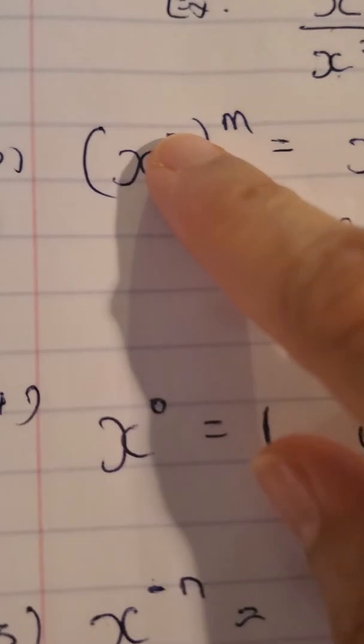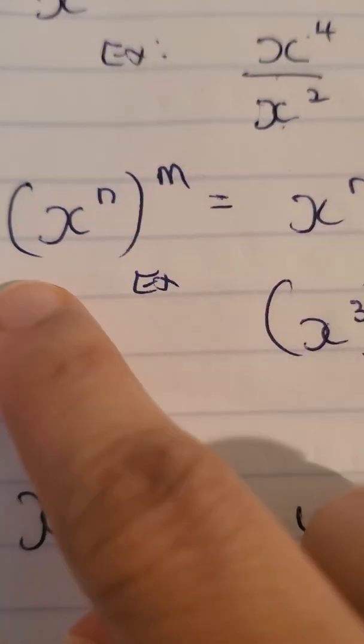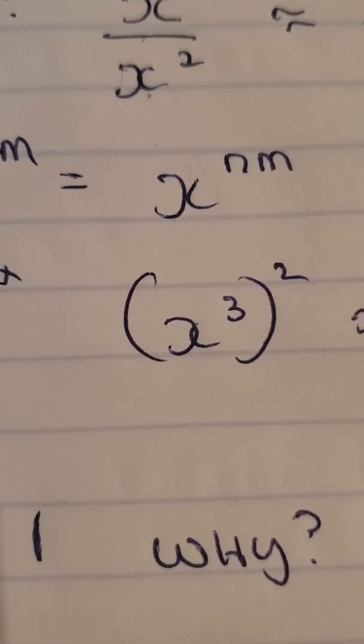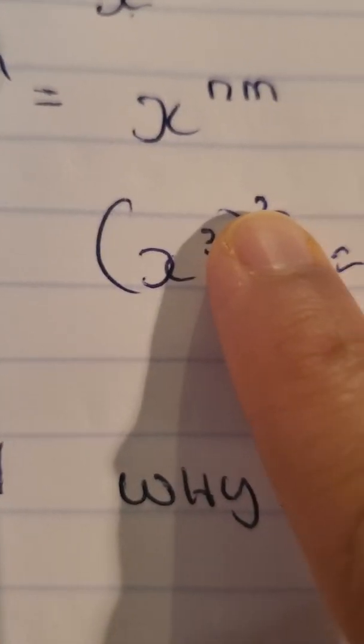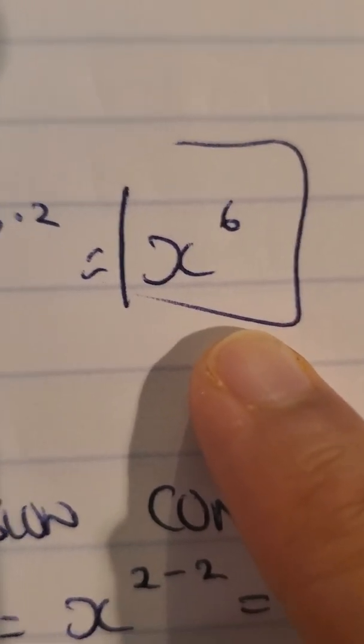So now we have another rule, for when we have one power raised to another power. If we have a power raised to another power, we multiply those powers, right? So x to the n raised to the m is the same as x to the nm. So if we have x cubed raised to the 2nd power, that is x to the 3 times 2, or 2 times 3. Multiplication is commutative, it shouldn't matter. So this is x to the 6th power.